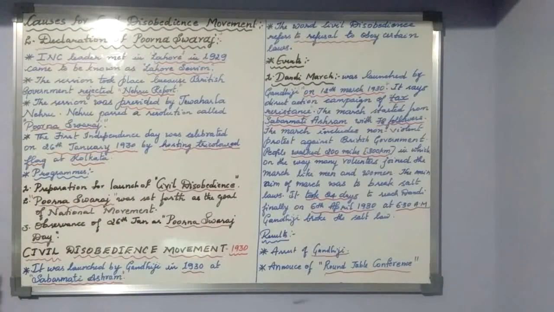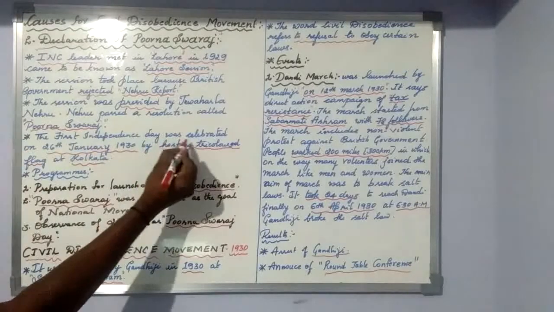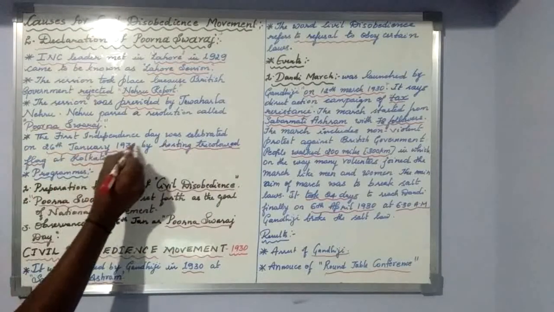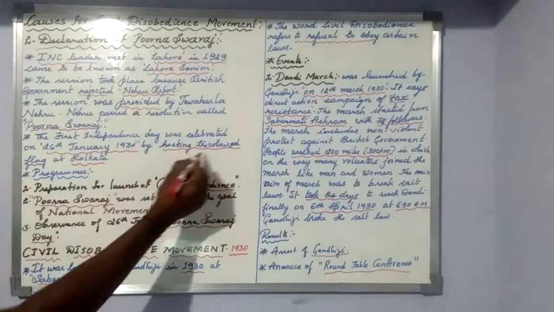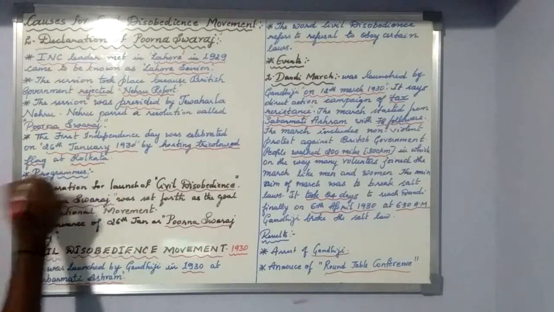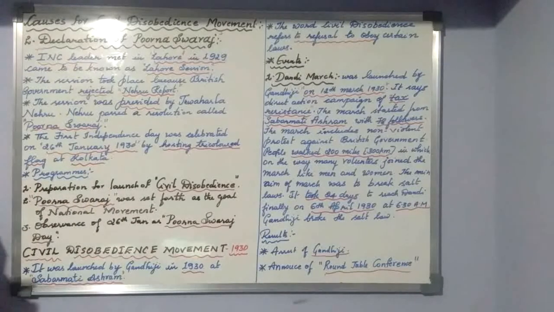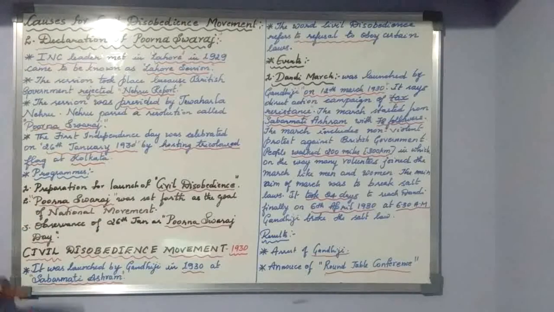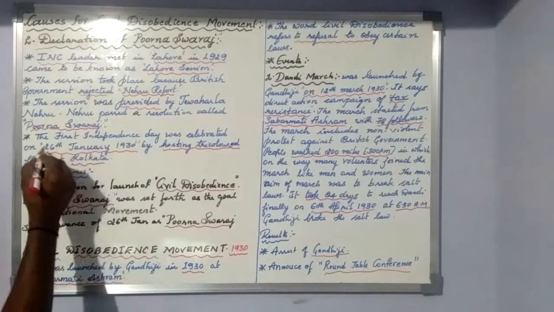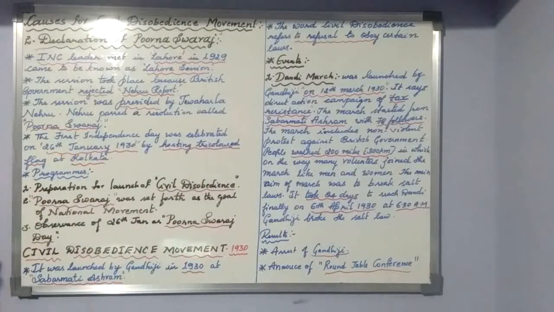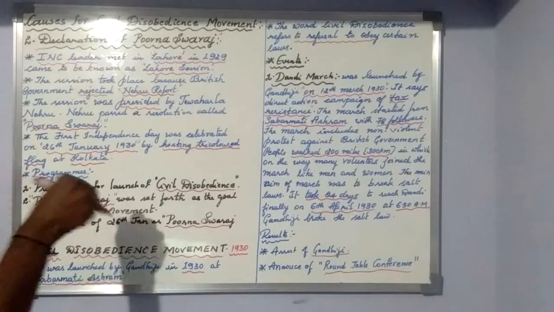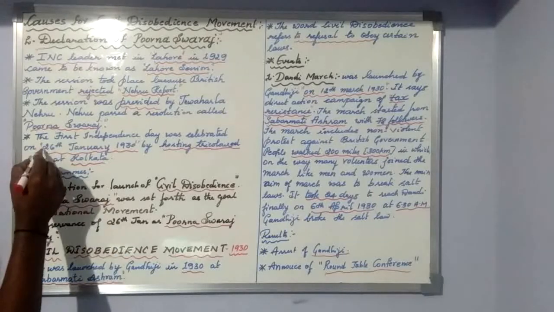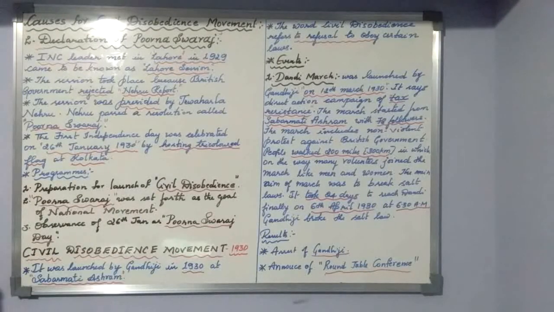And to commemorate the Lahore Session, the first Independence Day was celebrated on 26th January 1930 by hoisting the tricolor flag in Kolkata. Kolkata was the first place where Independence Day was celebrated for the first time. Jawaharlal Nehru addressed the gathering and the people, and announced three programs on 26th January 1930, when the first Independence Day was celebrated.